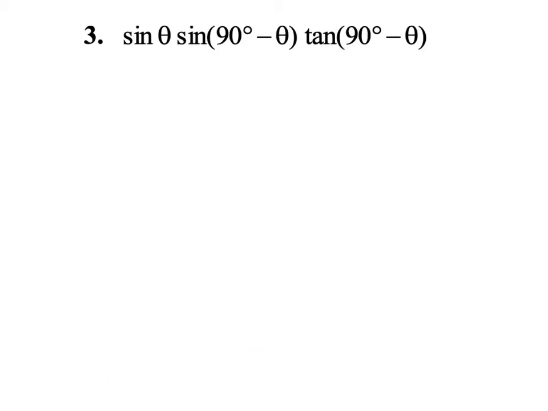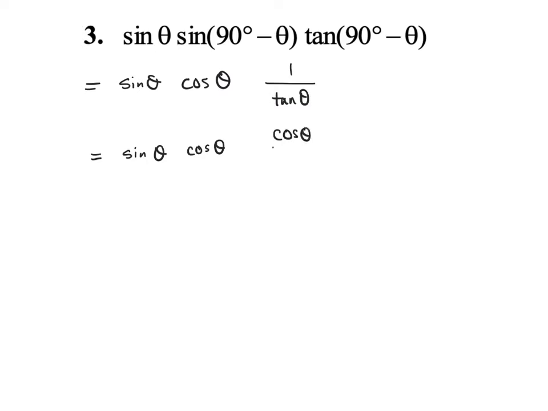So for this one, now you are going to change it first. So you have sine theta here, and this one becomes cosine theta. Last one becomes 1 over tangent theta, which tells you that you have sine theta here, cosine theta here. But for this one, actually, that will become cosine theta over sine theta. Okay, so when you do the cancellation or simplification at the end, you will have cosine square theta only.